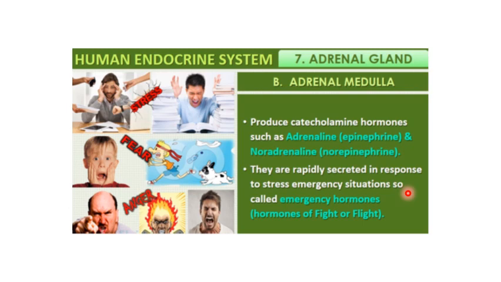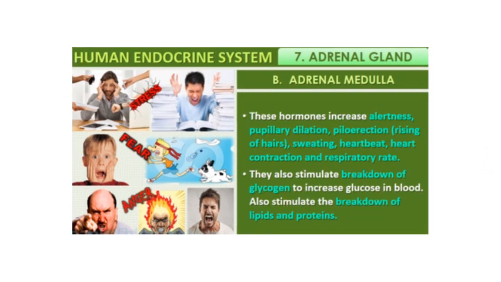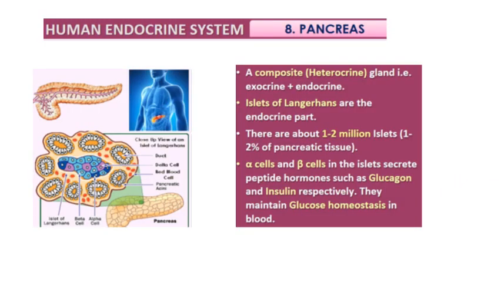They are rapidly secreted in response to stress emergency situations, and hence they are called emergency hormones or fight or flight hormones. So these hormones will increase a person's alertness. The pupil in the eye will dilate. It will also cause piloerection, that is raising of hairs of the body. This is generally useful in other mammals, not humans. It will increase sweating. It will increase the heartbeat, heart contraction, and respiratory rate. They also stimulate breakdown of glycogen to increase the glucose in blood, and also stimulate the breakdown of lipids and proteins.